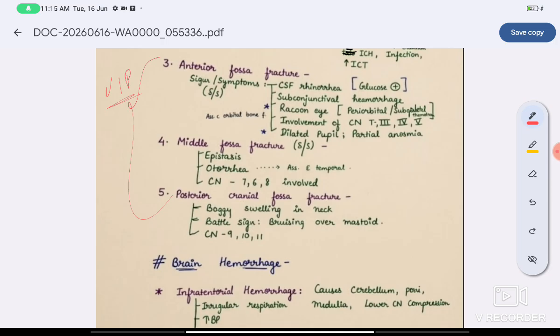Anterior fossa fracture signs and symptoms. It includes CSF rhinorrhea because of fracture of the cribriform plate. Again, the CSF released will have glucose and transferrin beta. Then comes the subconjunctival hemorrhage. Okay, there will be hemorrhage on the conjunctiva, red color eye.